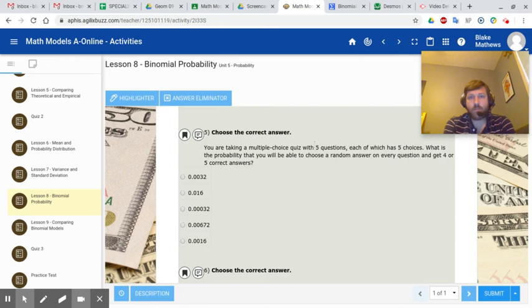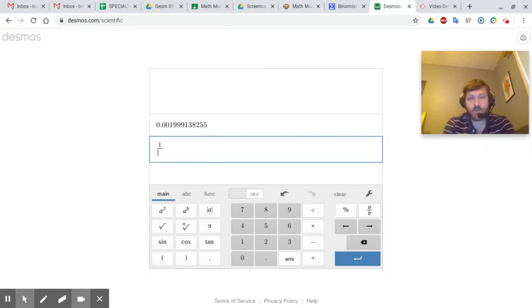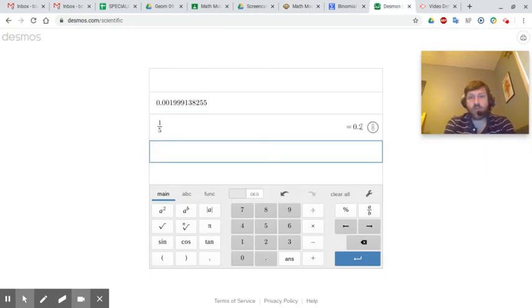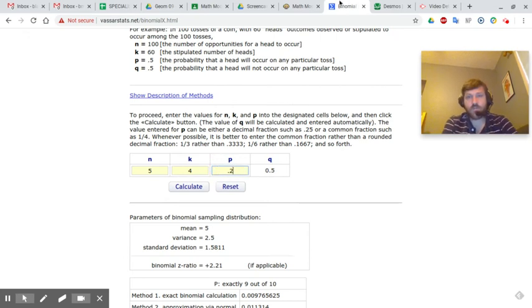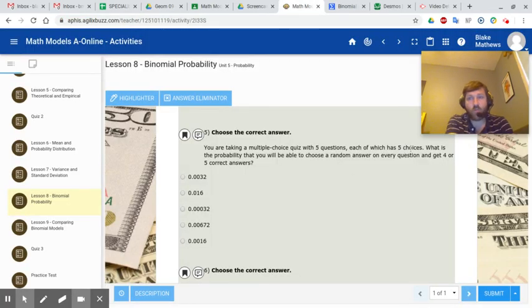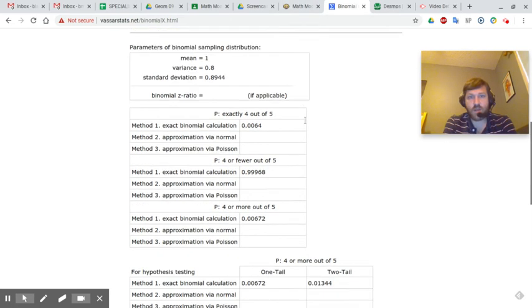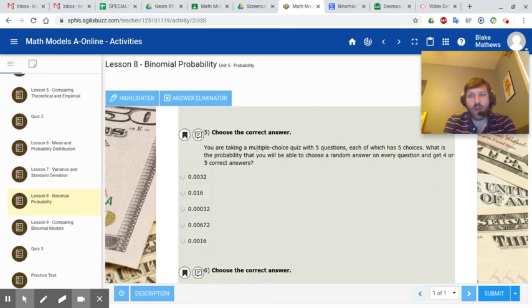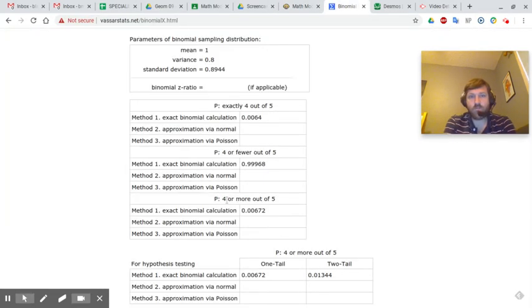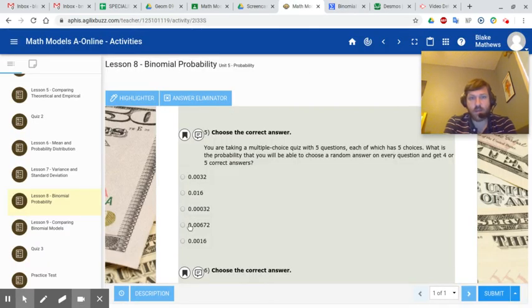And since each question has 5 choices, that means there's 1 out of 5, or 0.2 probability of guessing right. So I got that by saying there's 5 choices and 1 out of 5 is correct. So then 0.2 is the probability of getting a correct answer, just guessing. So I calculate, okay, and they want to know 4 or 5, so 4 or more. So we get on here, 4 or more out of 5, 0.00672. And there it is.